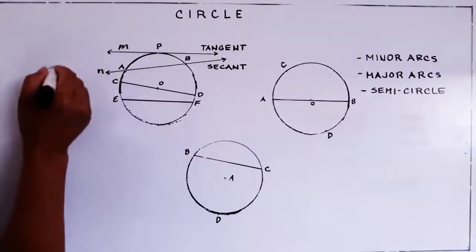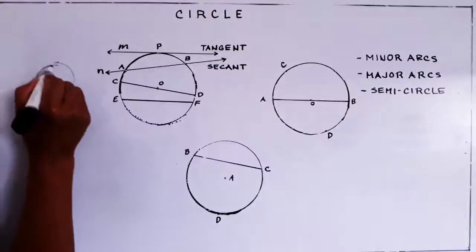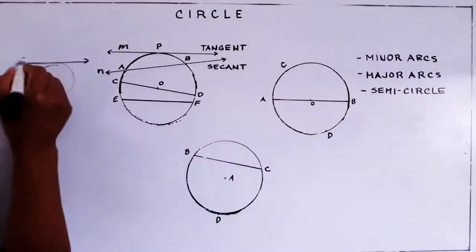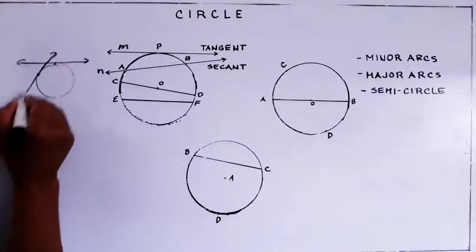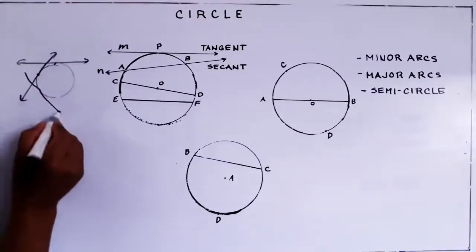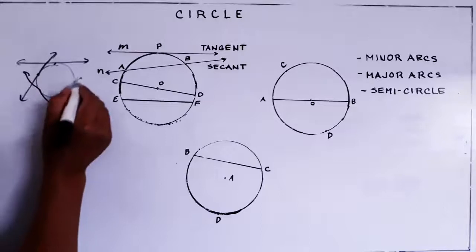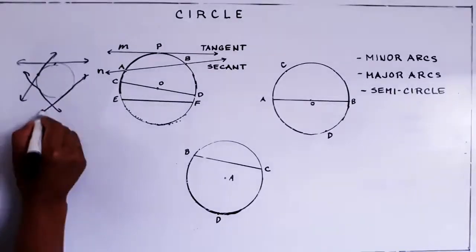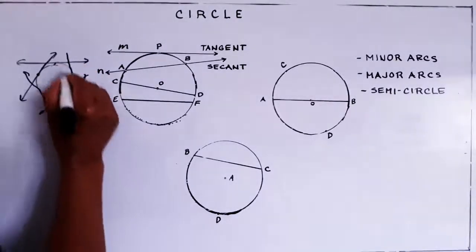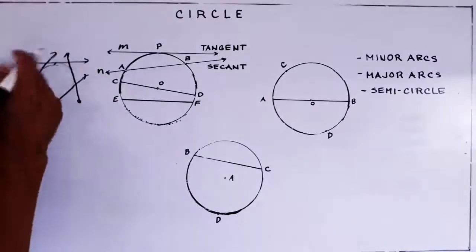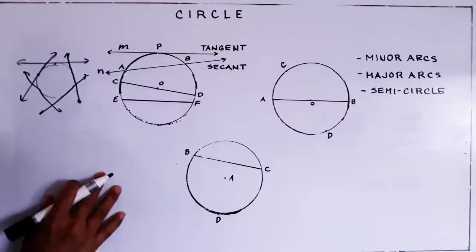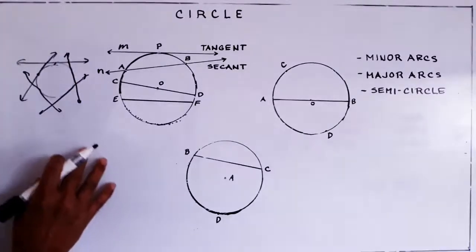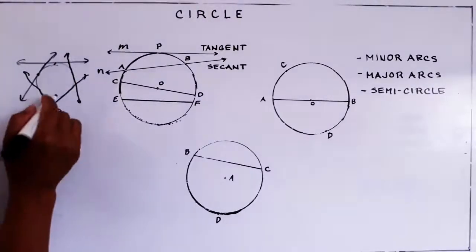For example, tangent. We can have our line here. That is our tangent. We can have our tangent here, and here, and here. So, can you count the number of tangents here? No. We have an indefinite number of tangents in our circle.